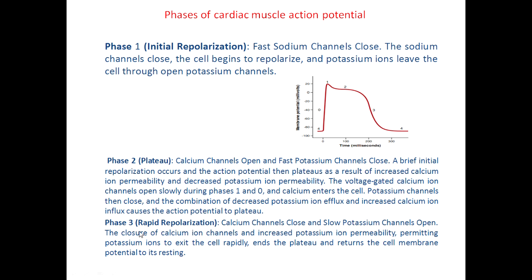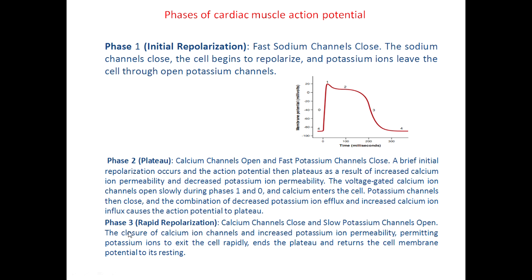Then followed by phase 3, which is called rapid repolarization. What is it called? Rapid repolarization. Calcium channels close and slow potassium channels open. The closure of calcium ion channels and increased potassium ion permeability, permitting potassium ions to exit the cell rapidly, ends the plateau and returns the cell membrane potential to its resting level.